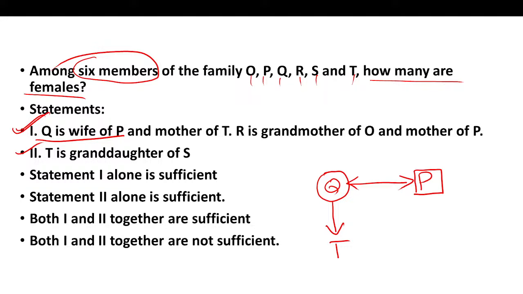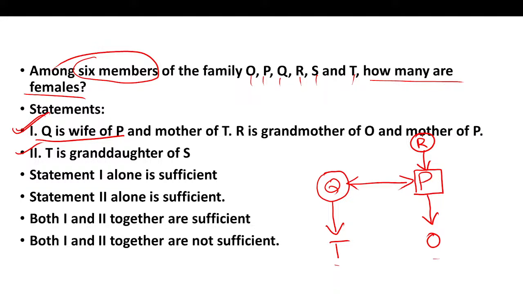And the next one is: R is the grandmother of O, and R is the mother of P. R is the mother of whom? P. And R is the grandmother of O. So one more person is there from this couple, O. By using this first statement, we are not able to identify how many females are there, because there is no gender clarity for these two people.